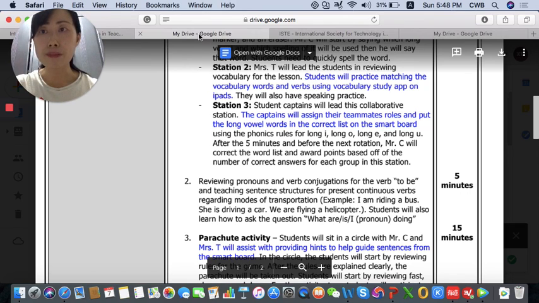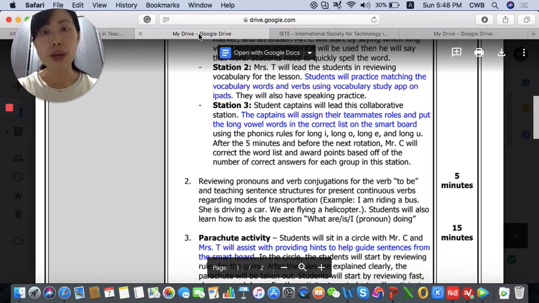So here, next, this is a teaching plan the ESL teacher shared with me. This is a co-teaching lesson. They use 3 study stations for differentiated instruction. In one of the stations, the students use vocabulary study apps on iPad to match verbs together with the vocabulary words. In another station, which is a student-led station, the captains assign their teammates roles and they need to put the long vowel words into the correct list on the smartboard by dragging the words or just by handwriting.